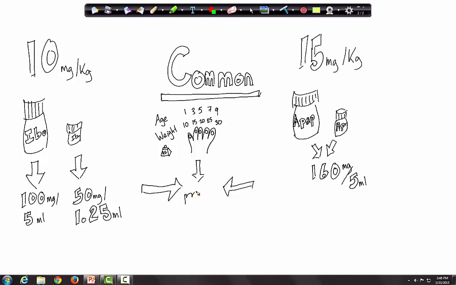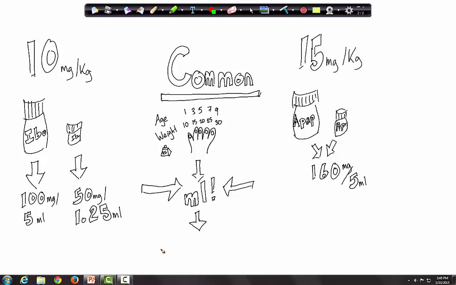Our Sylvia is 6 years old, so she weighs approximately 22 kilograms. For ease, we're going to round that down to 20, which is what I would do in the real world as well. The dosage of acetaminophen is 15 milligrams per kilogram. 15 times 20 is 300. So she needs 300 milligrams. That's going to be about 9 milliliters.